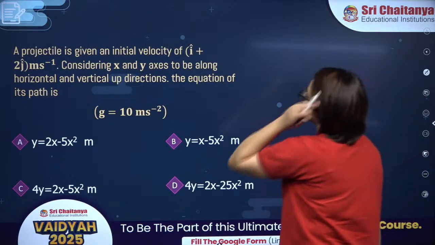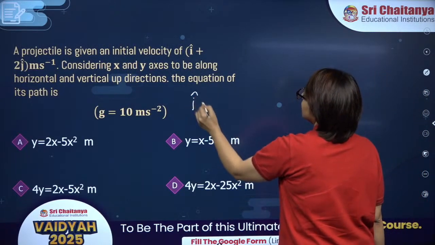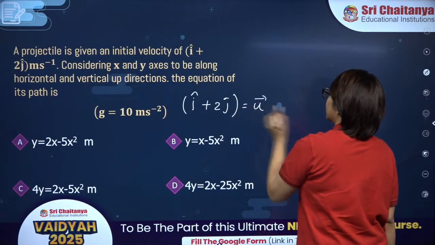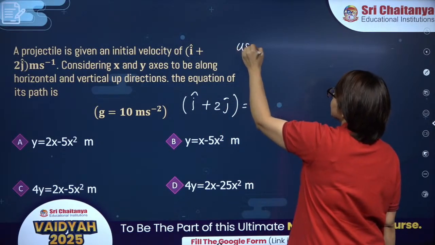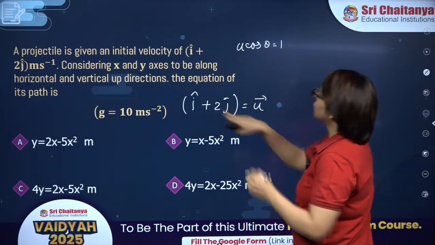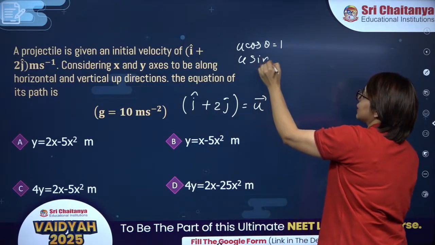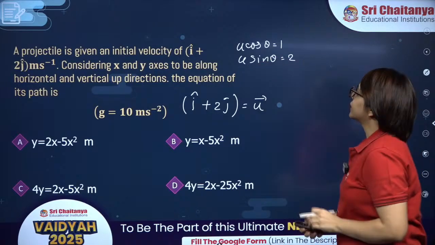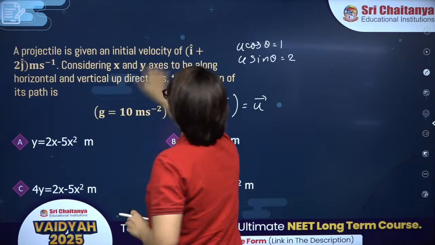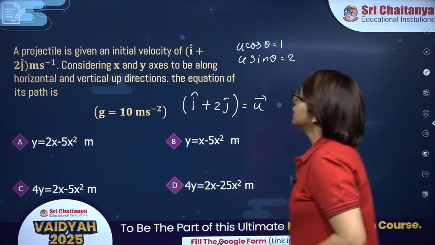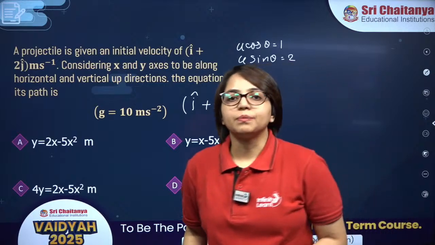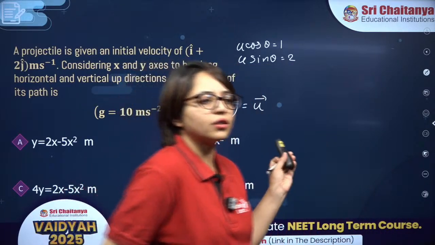A projectile is given initial velocity i plus 2j. This is the initial velocity vector. That means u cos theta is equal to 1. U cos theta is the x component of velocity and u sin theta is the y component of velocity, which is equal to 2. Considering x and y axes to be along the horizontal and vertical up directions, the equation of its path is? What is the equation of this path? Please try this question everyone.